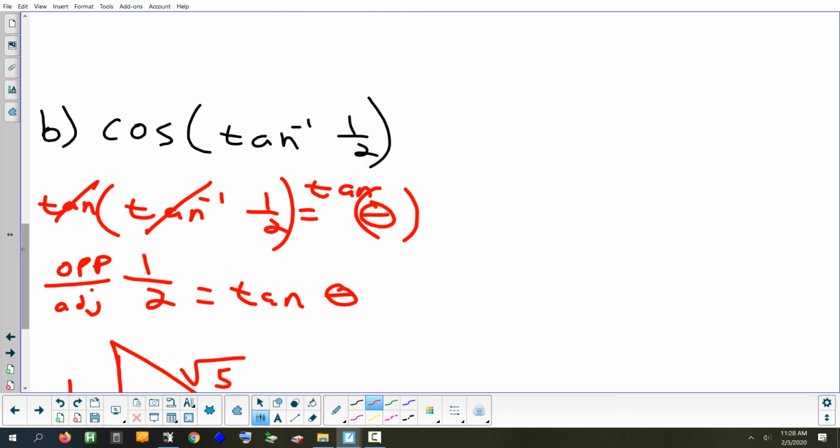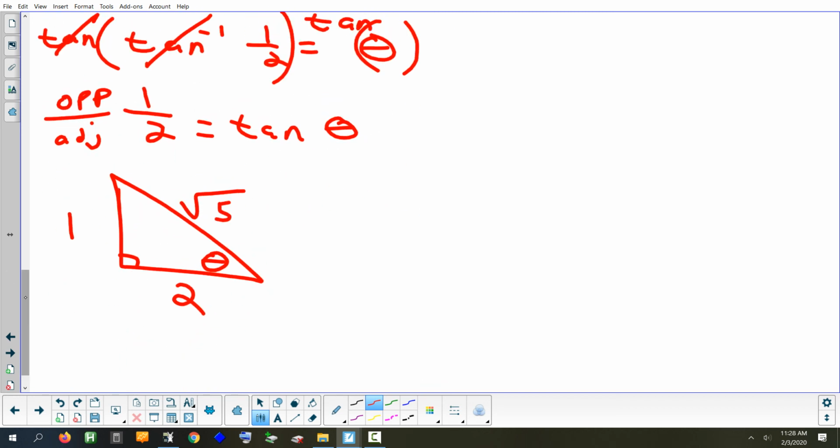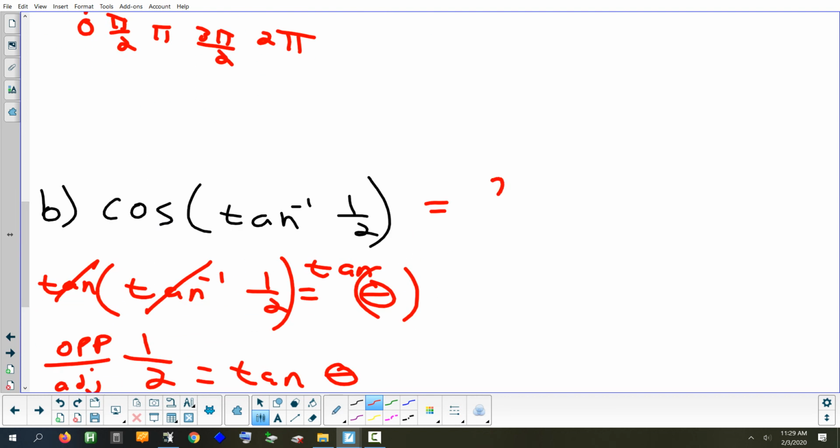Now, we can answer this question. The cosine of the inverse tangent of 1/2. Okay. This is the diagram for inverse tangent. Now take the cosine of that diagram. So Brianna, someone just told us, what was cosine again? Adjacent over hypotenuse. 2 over the square root of 5.